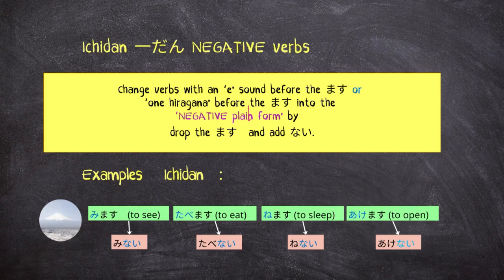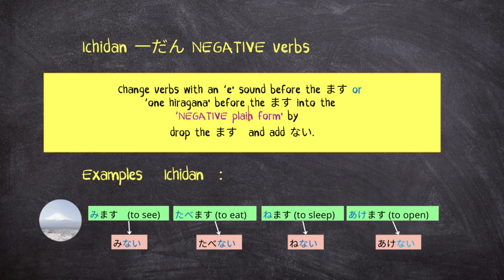The first slide we're going to look at the ichidan verbs in the negative plain form. This is where we need to change verbs with an e sound before the masu, or one hiragana before the masu, into the negative plain form by simply dropping the masu and adding nai. For example, mimasu, to see. We take off the masu and it becomes minai.